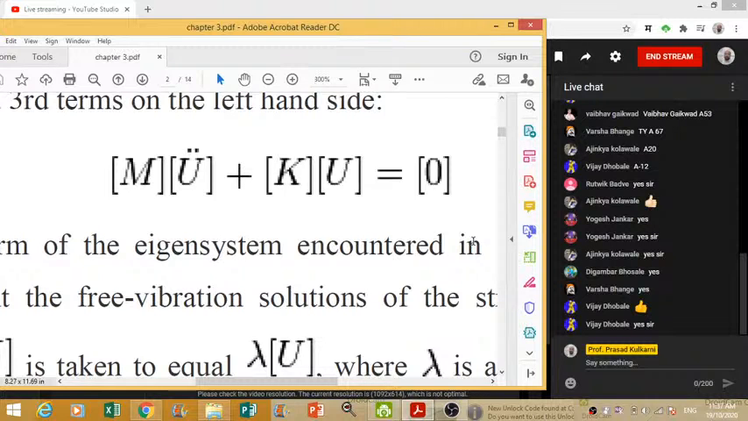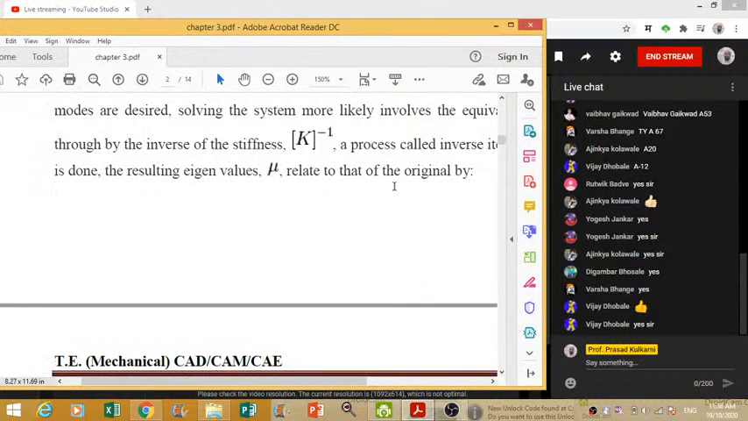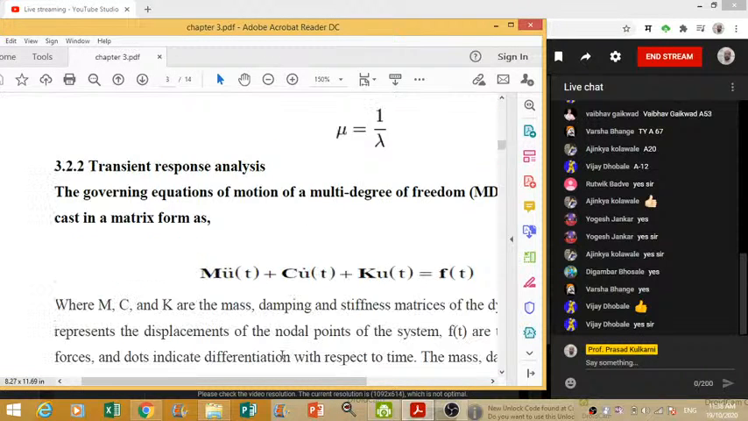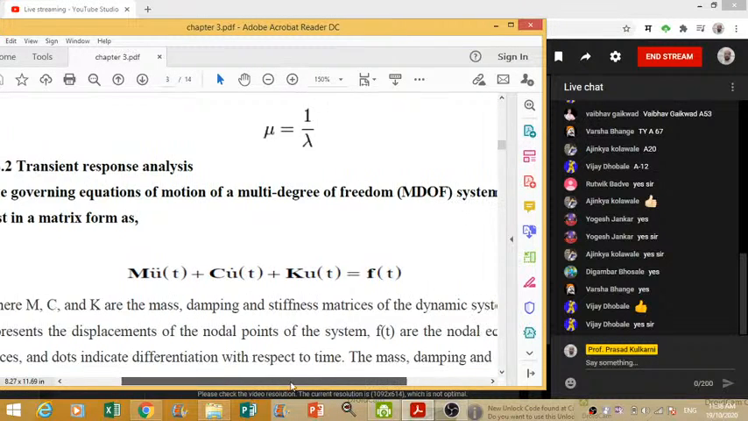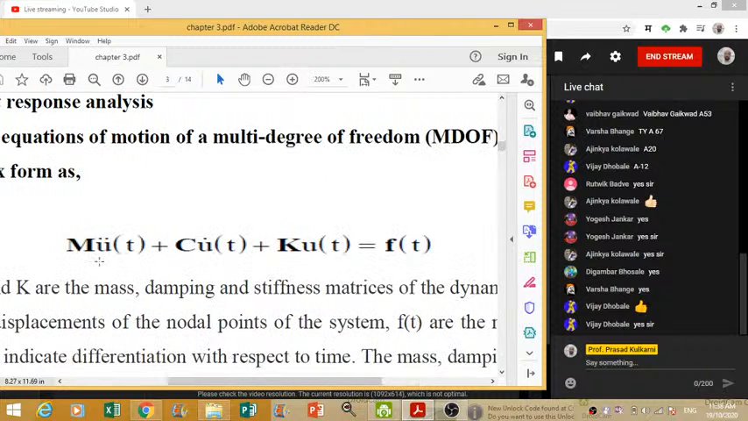So this was a basic and simple introduction to modal analysis. Actually it is a vast topic, but in a short period of time I have tried to explain it to you. Now we will turn towards transient analysis. What is transient analysis? Before explaining its application, first of all we will understand its governing equation.